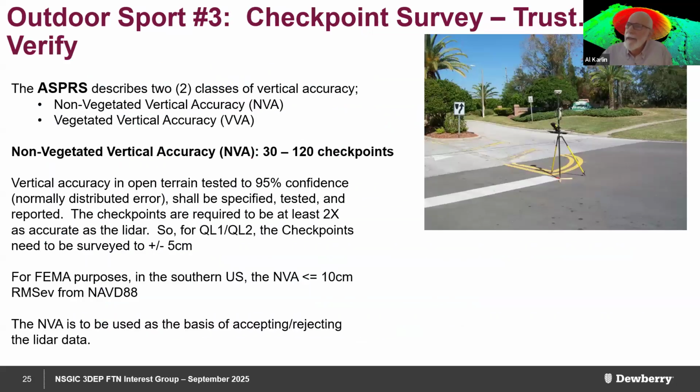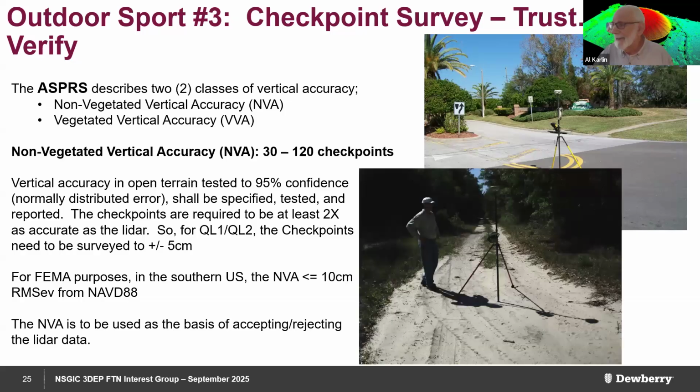Okay, so right now the outdoor sport portion of it is really just going and verifying the survey. And if you told a surveyor to go find me non-vegetated vertical accuracy checkpoints, this is probably what a surveyor will go out and find. For whatever reason, I've always found that surveyors are not particularly willing to traipse through a whole lot of vegetation, and go very far out of their way if they absolutely don't have to. So this is what a typical non-vegetated vertical accuracy checkpoint would look like. This is where I go.